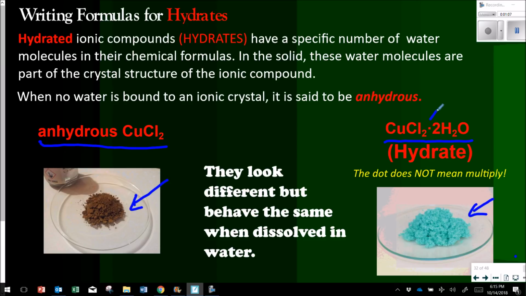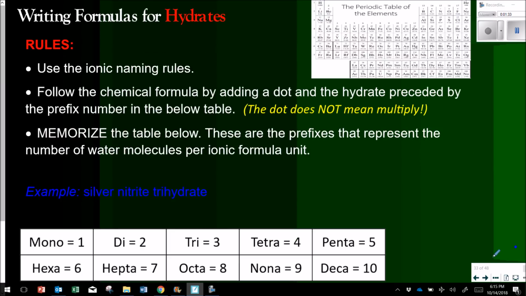Please note that the dot here does not mean multiply. When we write formulas for hydrates, we use the same ionic naming rules we've been using, and we have to add the number of water molecules. Let's do an example to illustrate this. We have silver nitrite trihydrate. So silver is Ag, and it has a charge of +1. And nitrite is NO2 with a charge of -1. So the charges balance, and my formula for the ionic compound piece is just AgNO2.